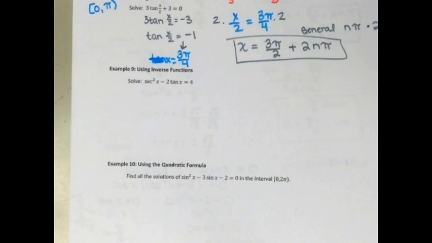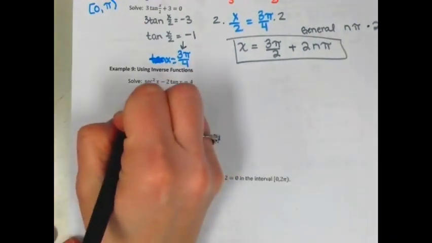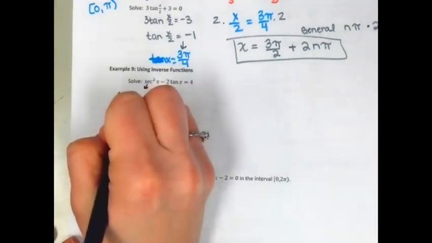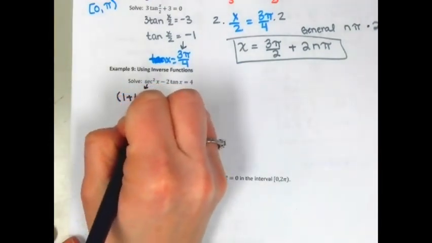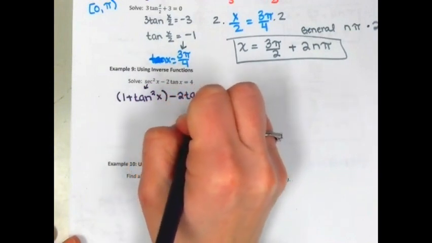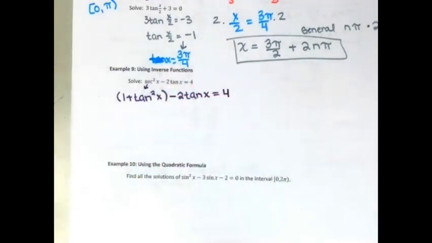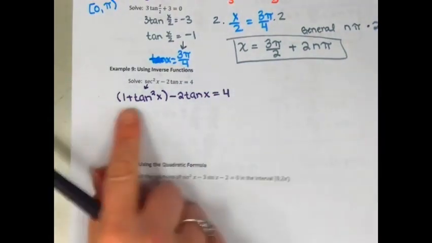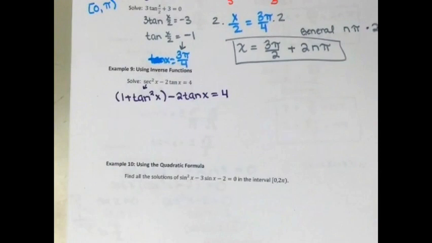Get your Pythagorean identities. Yes, secant squared equals 1 plus tangent squared. So if you have 5.1 notes, those are the best ones to have out in front of you all the time, right? Okay. Now, can we go ahead and combine like terms and get everything on one side?